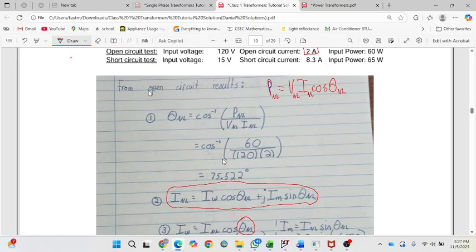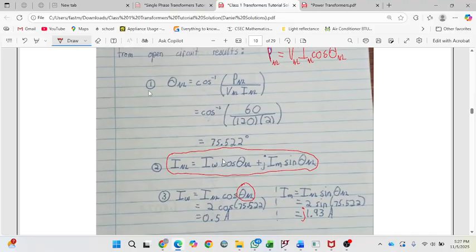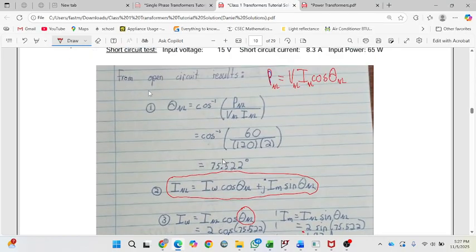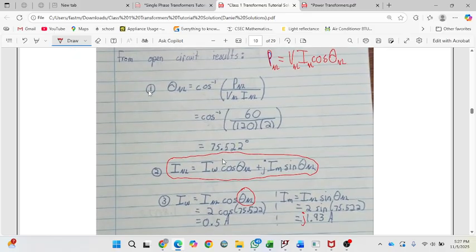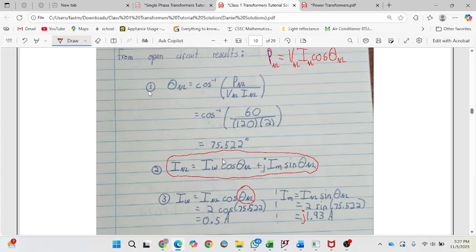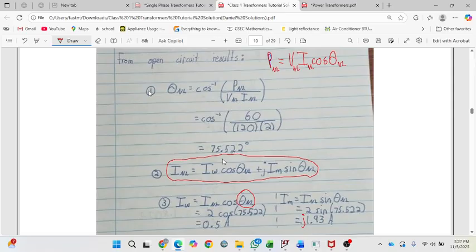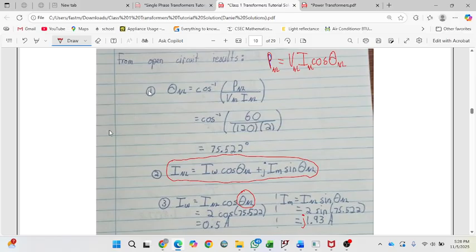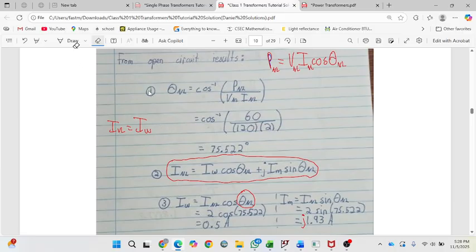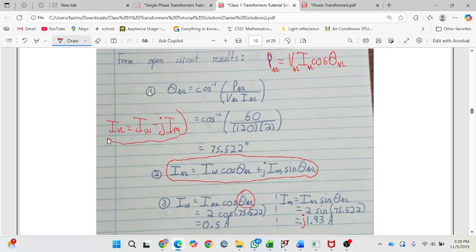So you all good with that? Cool. In exam conditions, we had to combine IW and IM together for the I no load. You're talking about the general equation, which is I no load is the IW minus J IM. Yeah, that is the equation for it.